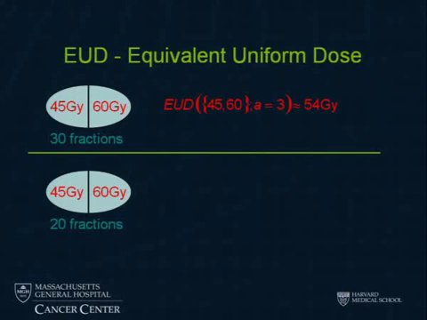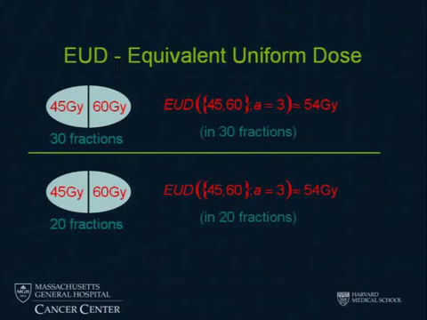So if I calculate EUD, assuming that parameter A, which is different for different structures and for different endpoints, is 3, I'll get about 54 gray. So that's the equivalent dose for this dose distribution. For this one, of course, it's 54 gray. It's the same because I just calculated the equivalent uniform dose. What's different is this is 54 gray delivered in 30 fractions. This is 54 gray delivered in 20 fractions. So, of course, the effect will be different.